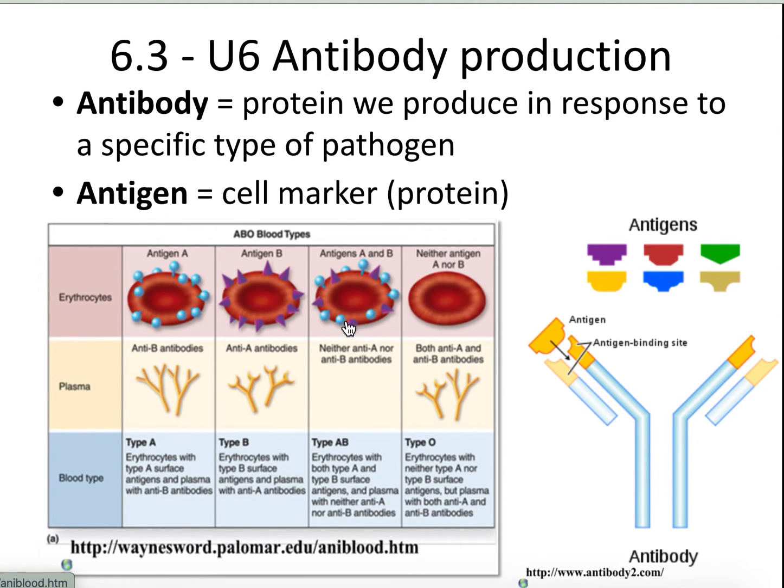Someone with type AB blood does not have any antibodies because their body accepts both types, so they don't need them. Someone with neither antigen A nor B would be someone with type O blood. Notice there are no antigens. This is why they're the universal giver, but they have antibodies for both A and B, so they will attack any A or B blood that enters their body. So universal giver, universal taker.